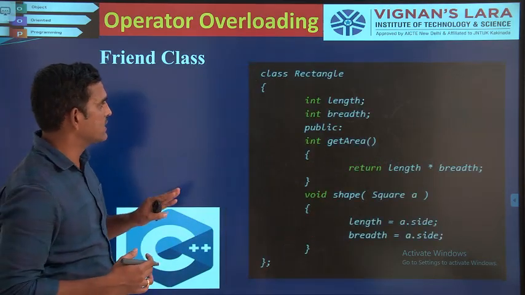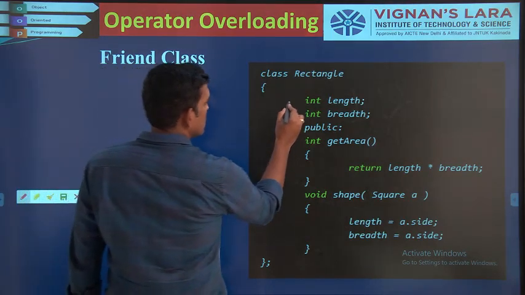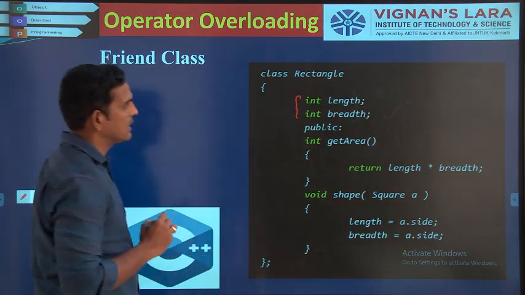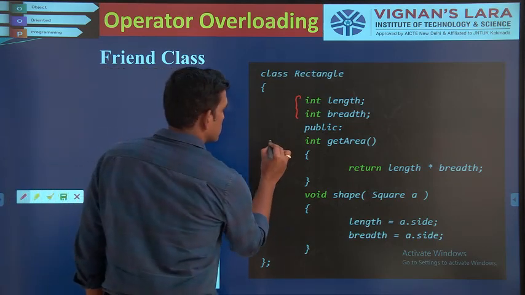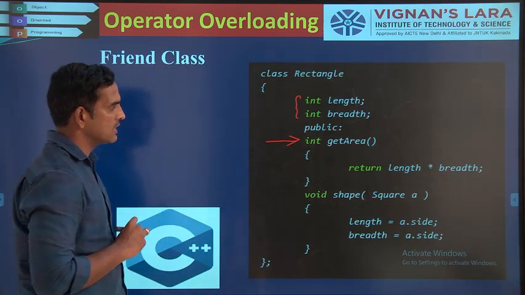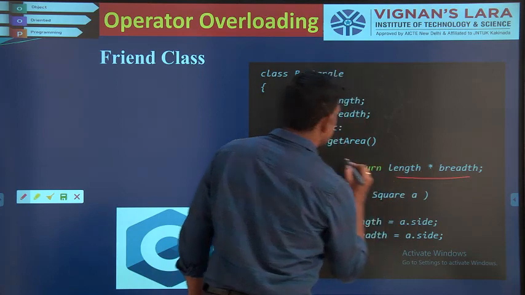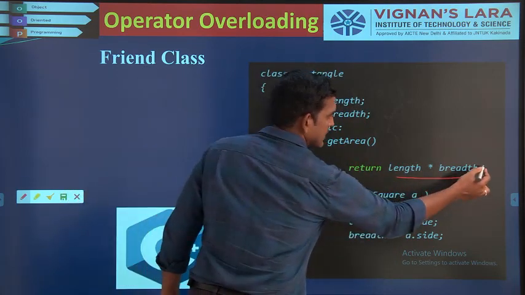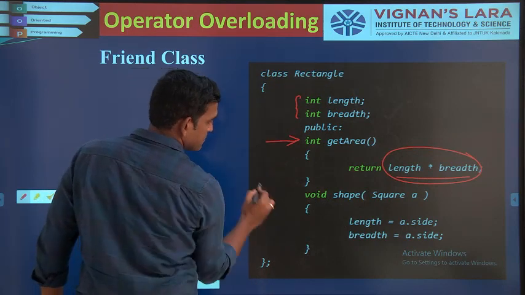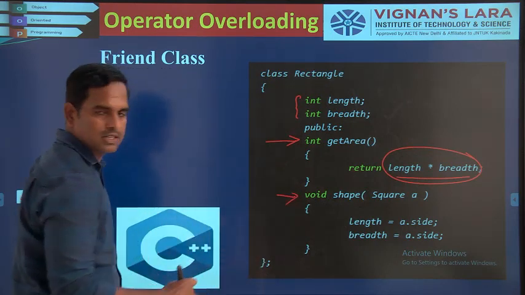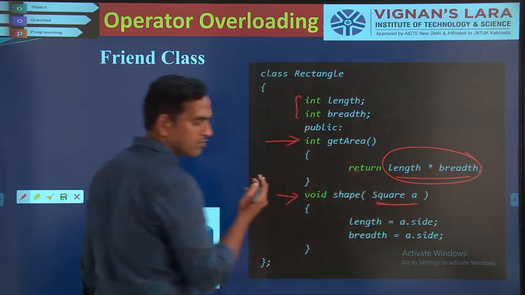So next we will define the rectangle class. If you see the rectangle class, inside it you have declared two variables, one is length and the other is breadth. After that I have taken one method, the get area method, and I am returning the area, that is length into breadth. And next I am taking another method, the shape method.